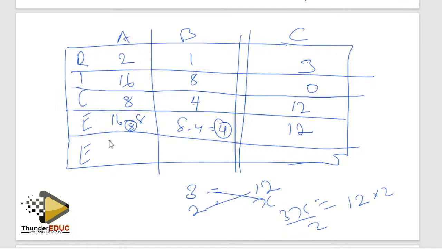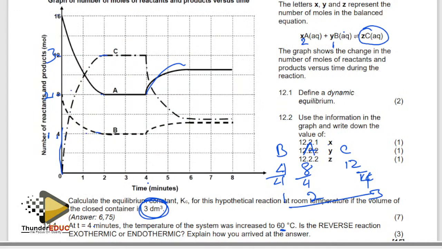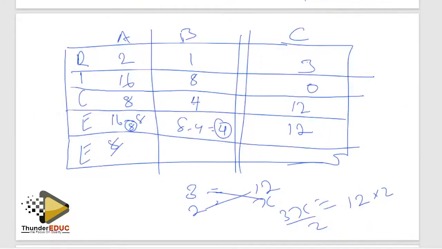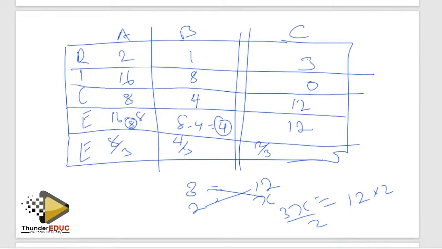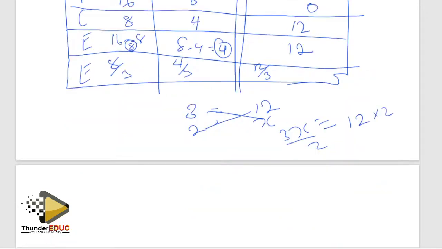Then after that, I have 8 divided by the volume, the volume which is 3. Even here, 4 divided by 3. Here is 12 divided by 3. So after that, once I get the answer, I substitute it in the Kc expression, whereby I will say that Kc is equal to, and then I get the answer. You see? It's simple. You guys are going to pass the paper.